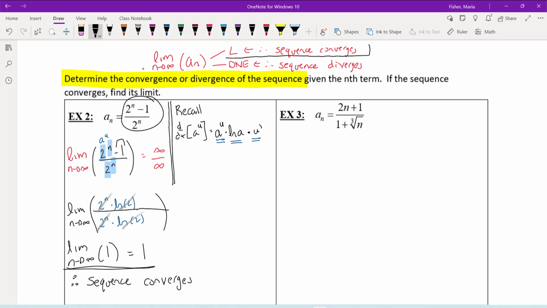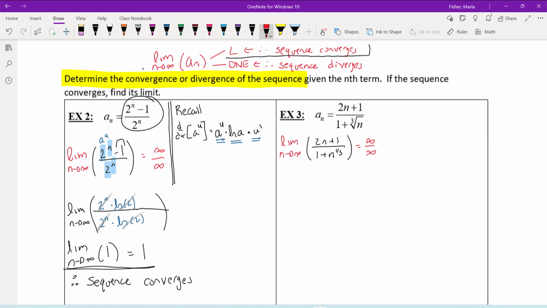I have the sequence a sub n is equal to 2 to the n plus 1 over 1 plus the cube root of n. If I'm trying to determine if this sequence converges or diverges, I have to take the limit as n goes to infinity of 2 to the n plus 1 over 1 plus, instead of writing that as the cube root of n, I'm going to write it as n to the 1/3 power. Well, what does that equal? Well, that's going to be infinity over infinity again. So that means I can use L'Hopital's rule.